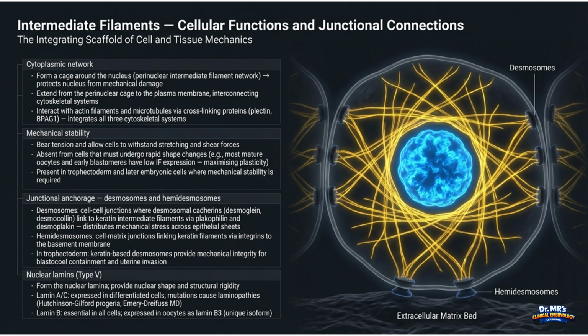When trophectoderm cells are linked by desmosomes, they stop acting like individual cells. They become a mechanically continuous sheet. If fluid pressure pushes against one trophectoderm cell, the force isn't borne by that cell's membrane alone.